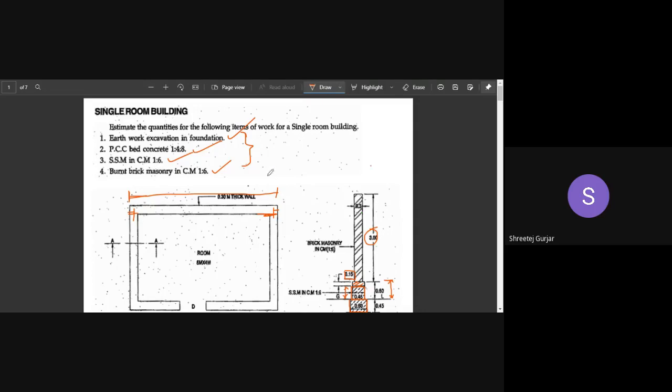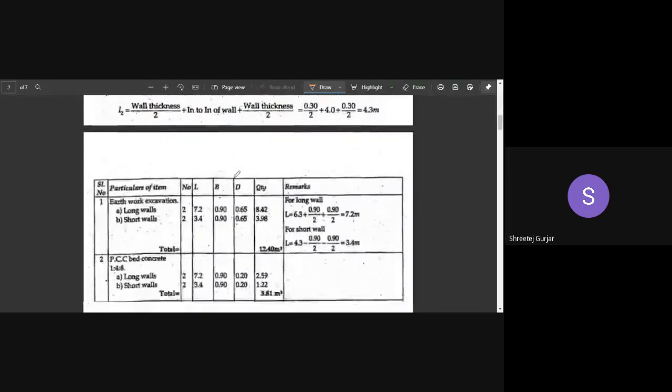If you have any doubts regarding the long wall short wall method in calculation of any of this, you can ask now. We are done with long wall, short wall.